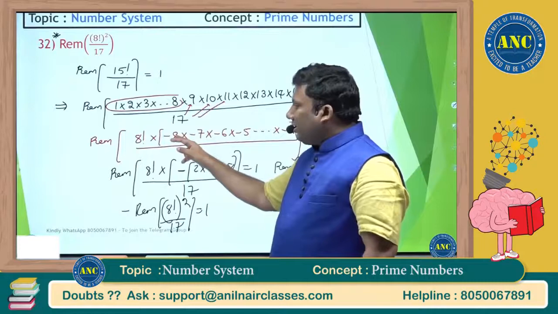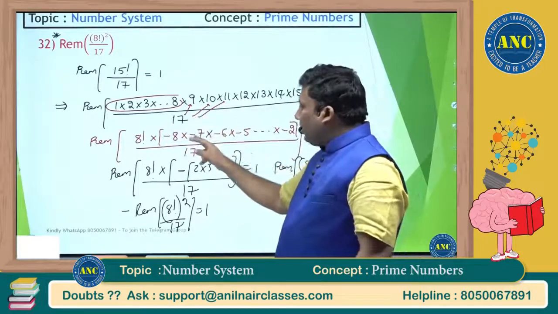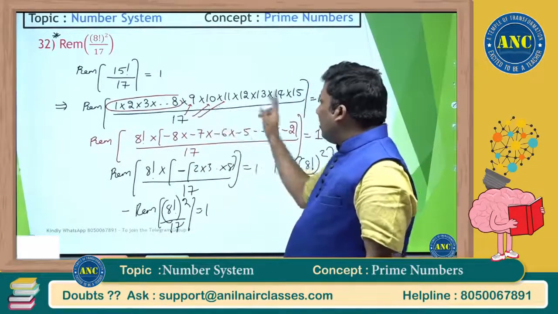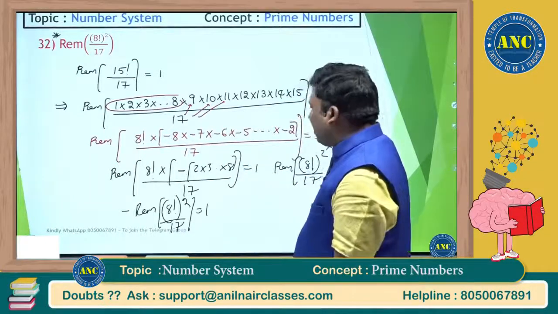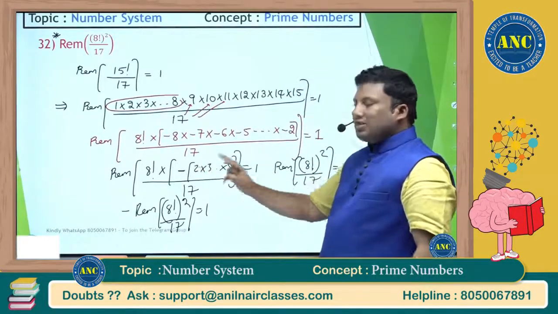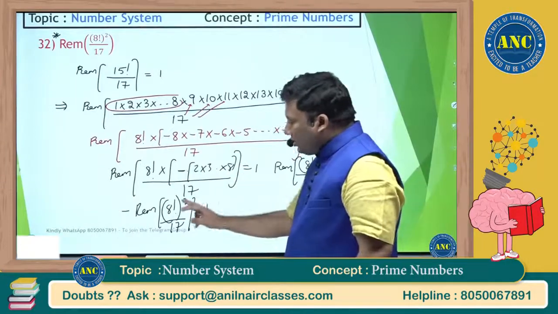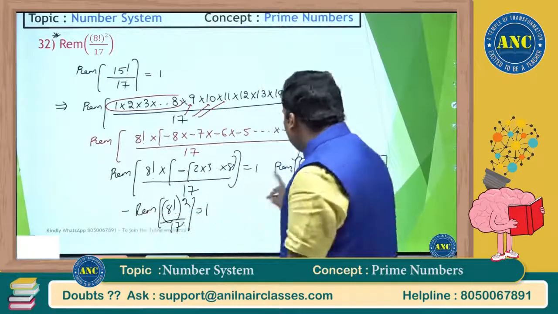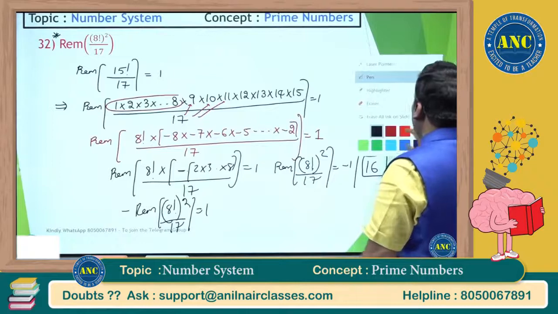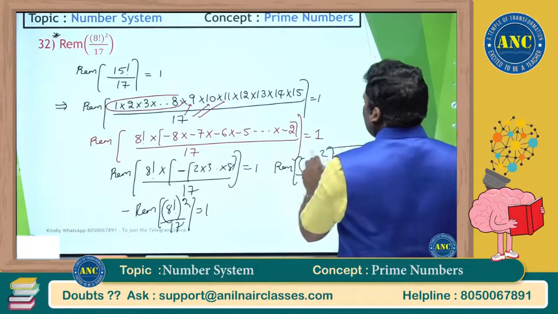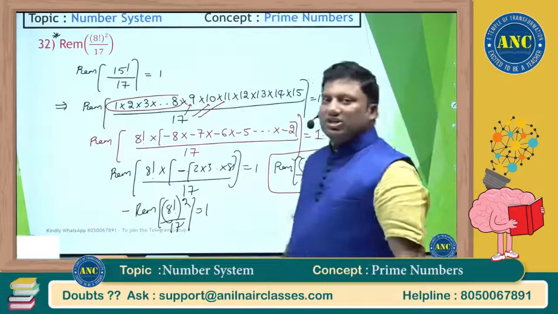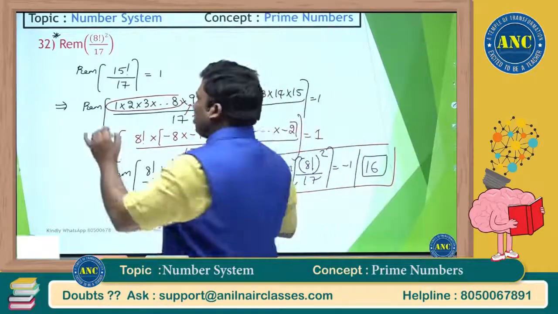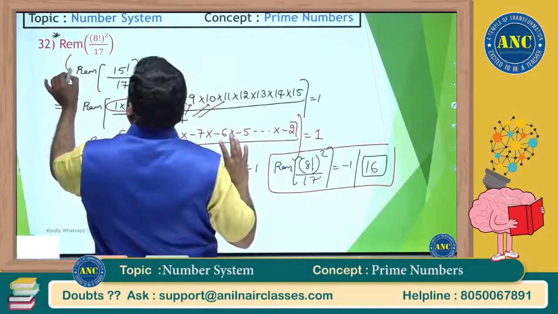17 ones are 17 minus 8, minus 7, minus 6, till minus 2. From 2 to 8, there are 7 negatives, so minus came. 2 into 8 is 8 factorial. Minus multiplied, negative remainder minus 1. Positive remainder 16. Negative remainder minus 1, positive remainder 16. I hope this question is clear. This is derived from this question.